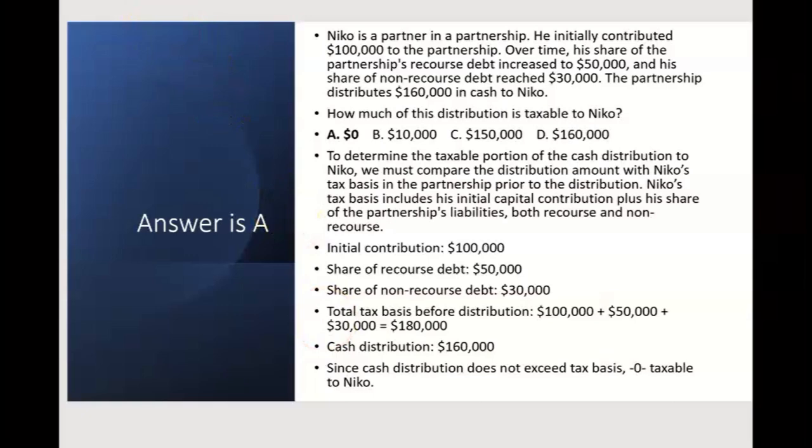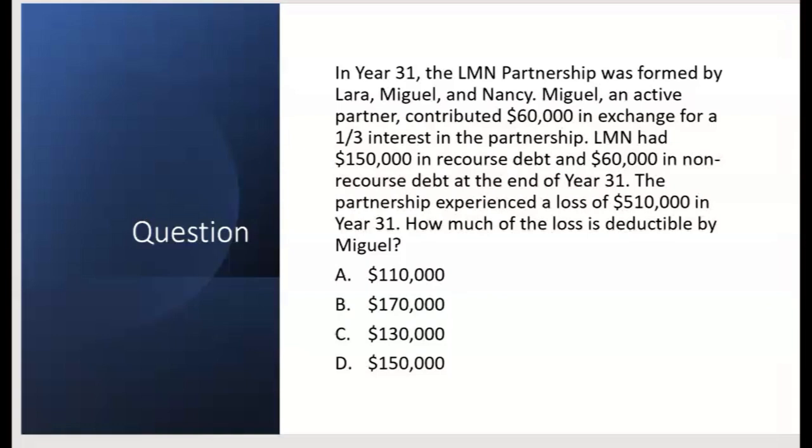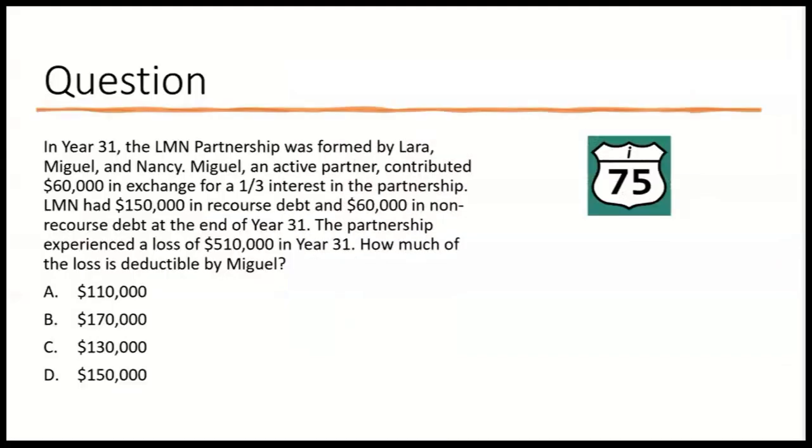All right, in year 31, the LM&N partnership was formed by Lara, Miguel, and Nancy. Miguel, an active partner, contributed $60,000 in exchange for a 1/3 interest. LMN had $150,000 in recourse debt, $60,000 in non-recourse debt at the end of year 31. The partnership experienced a loss of $510,000 in year 31, and they want to know how much of the loss is deductible by Miguel. And if you think you know, leave me the answer in the comments or community section.